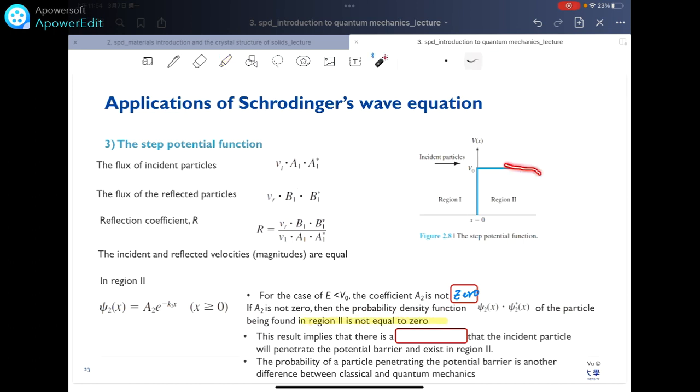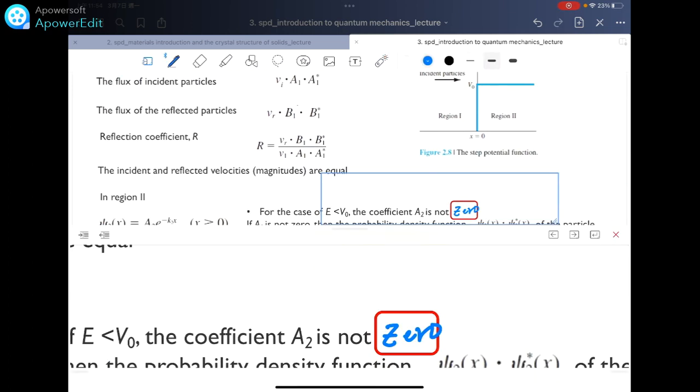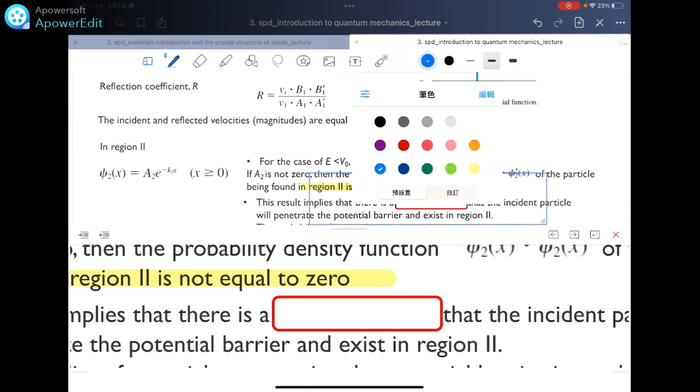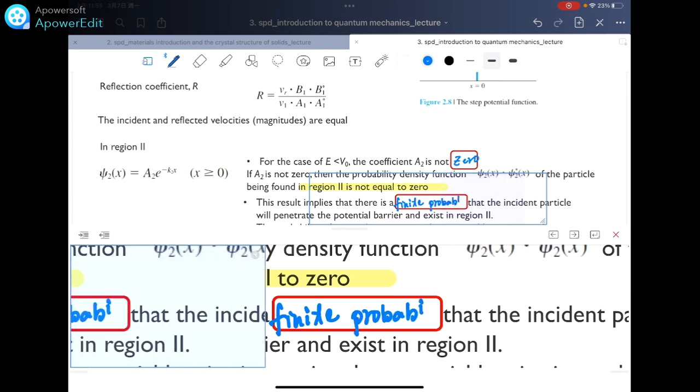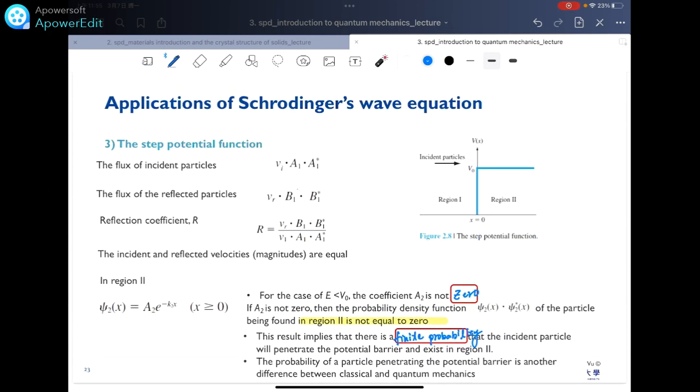So that means, although there is a barrier here, we still have our particle existing. The particle incident here first bounces back, but the particle can also further exist inside of this barrier, because the wave function is not equal to 0. This result implies that there is a finite probability that the incident particle will penetrate a potential barrier and exist in region 2. So our particle can penetrate the barrier and exist in region 2.